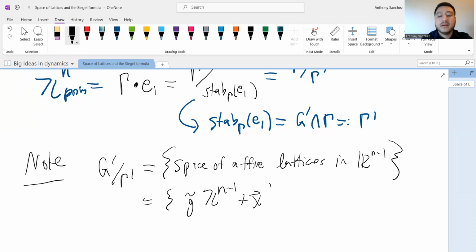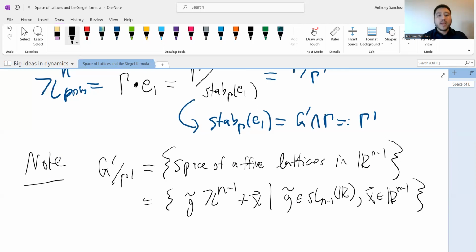Plus x, where G tilde is inside of SL_{n-1}(R), and this vector is inside of R^{n-1}. Okay, so these spaces that I'm introducing here come with their own rich geometric structure.